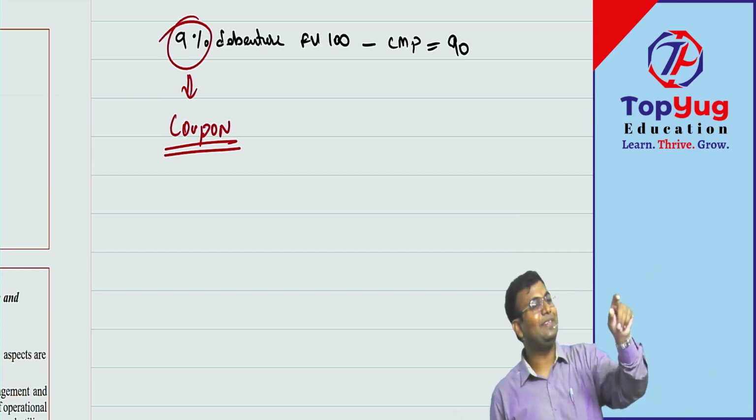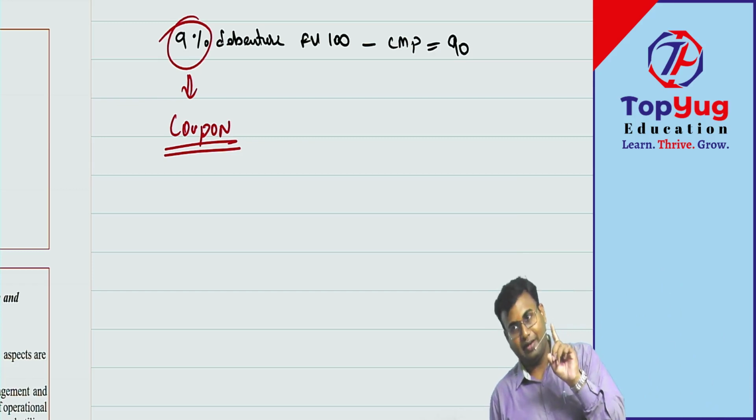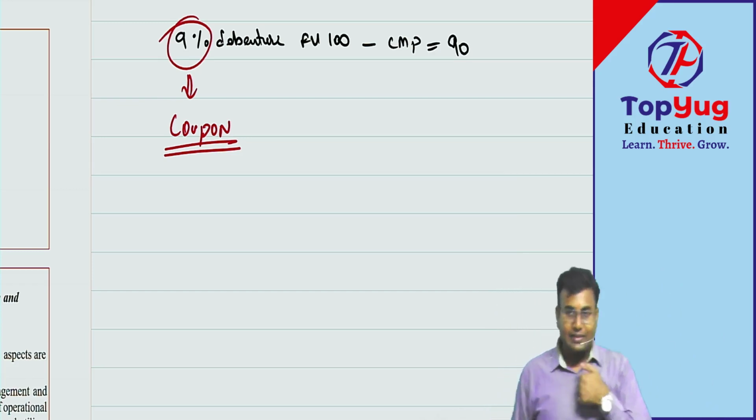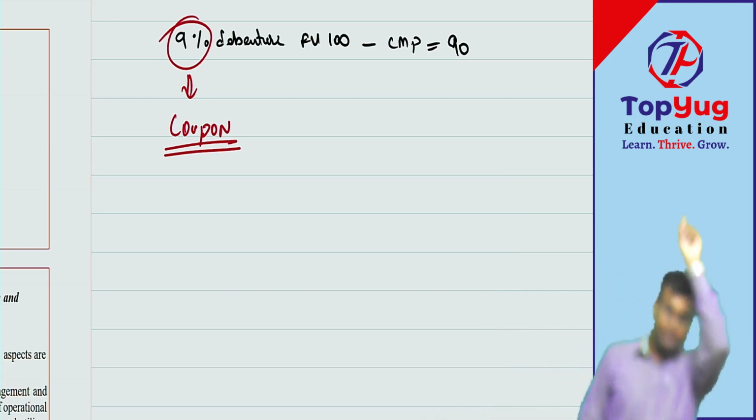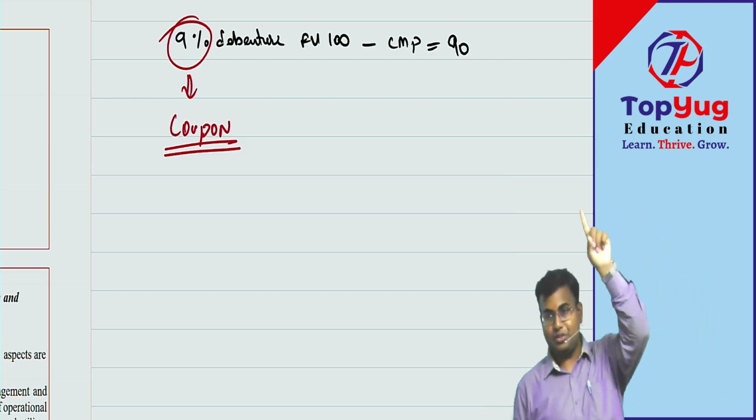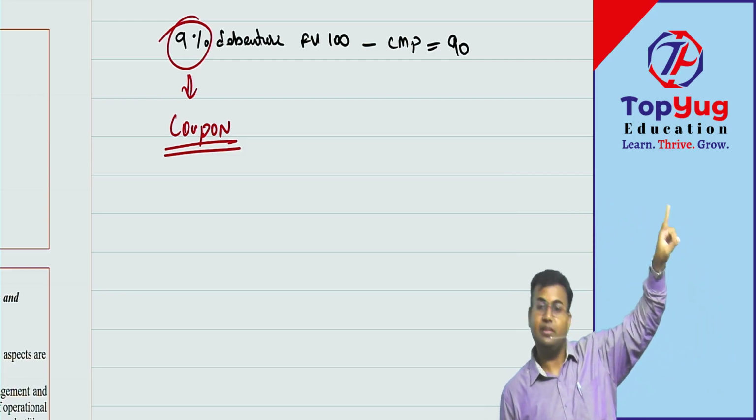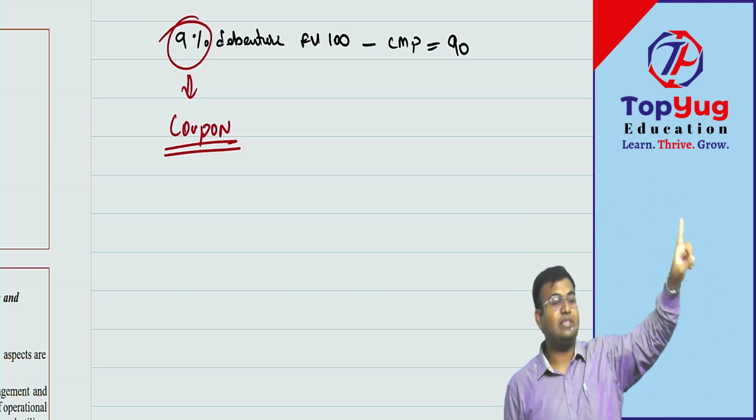But this 9% is called a coupon, right? As an investor, the day this debenture was issued, my returns were how much? 9%, right? So I was getting the coupon return.